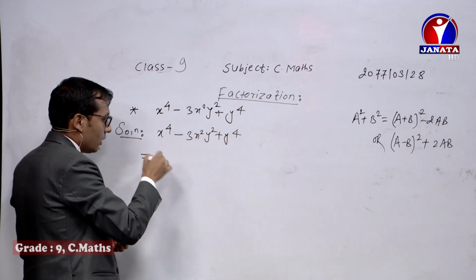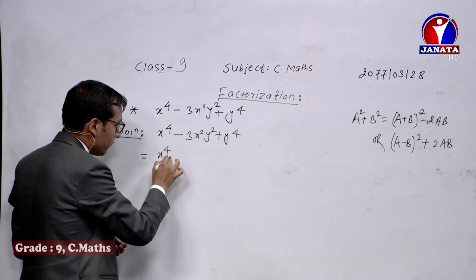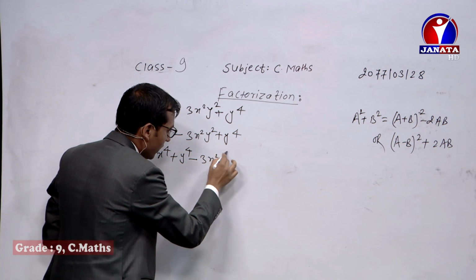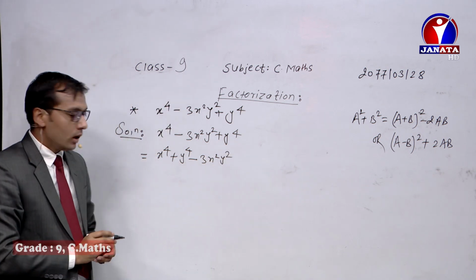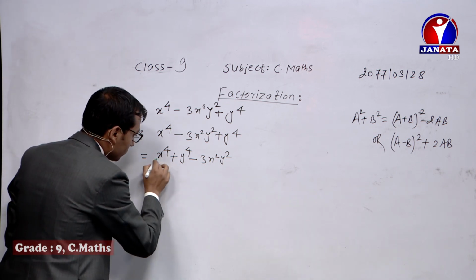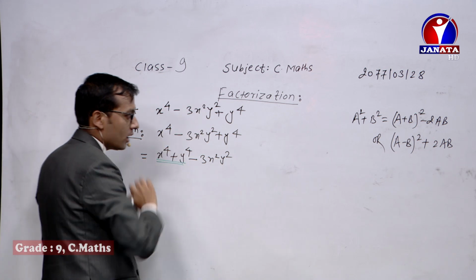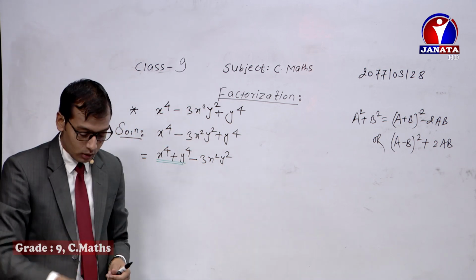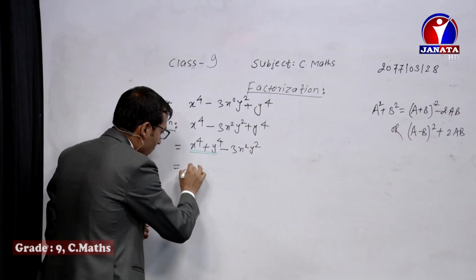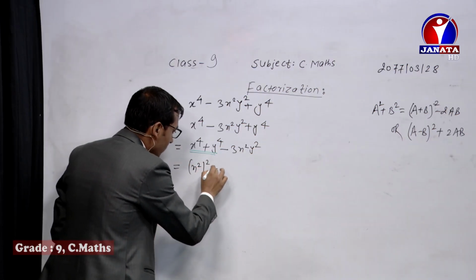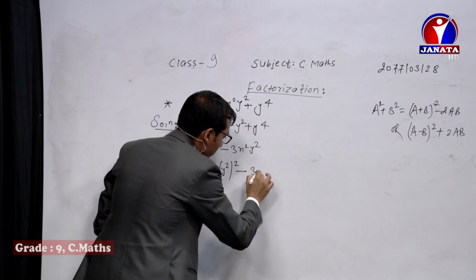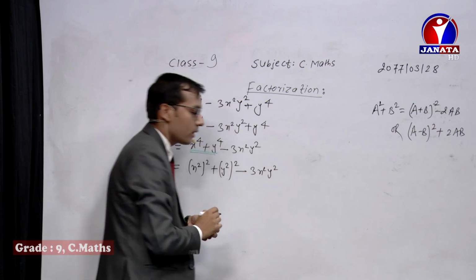So let me arrange the terms here. X to the 4 plus y to the 4 minus 3 times x square y square. Let's convert the first two terms into a square plus b square form. So we can convert this. It's similar to the previous one. So x square whole square plus y square whole square minus 3 times x square y square.